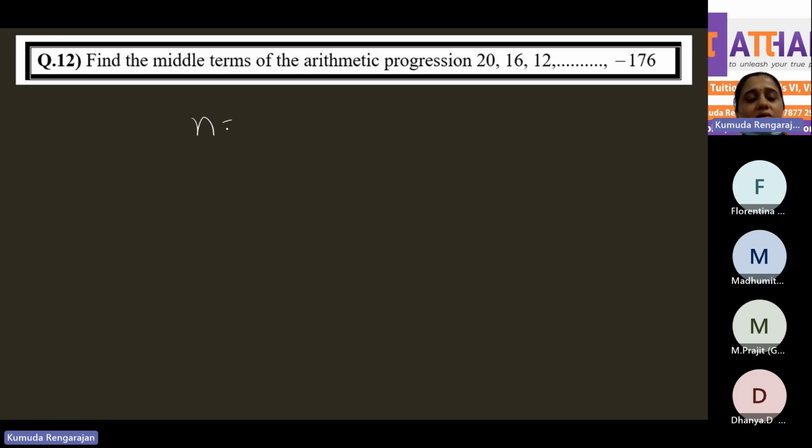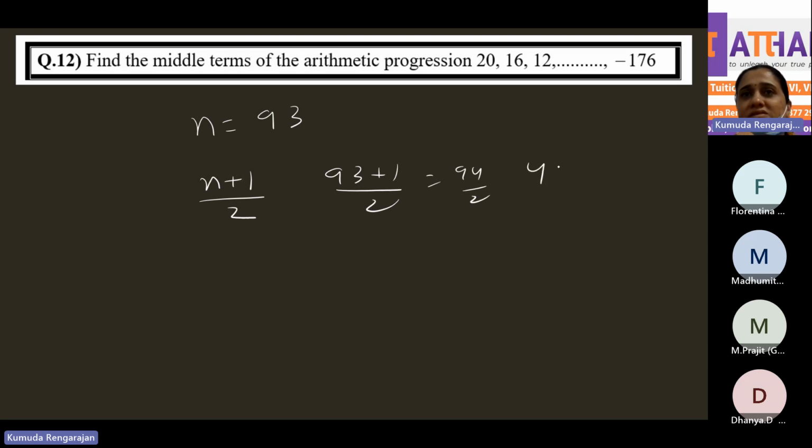If n is, say, 93, it's odd. There's only one middle term. So the middle term will be n plus 1, make it even, by 2. So 93 plus 1 by 2, 94 by 2, which is the 47th term.